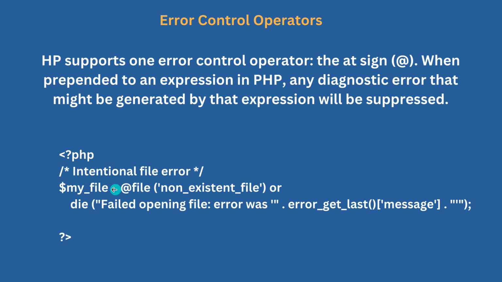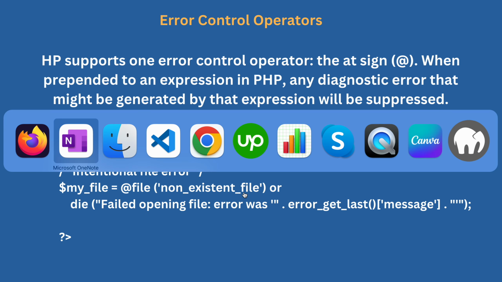Suppose you are trying to access a file which does not exist, and you want to give your own custom message. So you can do this: @file non-exist or die, failed opening file, error reporting, something like that. So this is suppressing errors if you try to access any non-existing files.